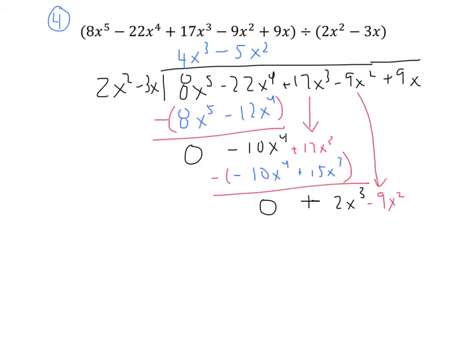I would like you to pause here and then finish it. So think about 2x squared minus 3x going into this next. Okay, so please pause and finish it. All right, hopefully you were successful at that. All right, let's double check.